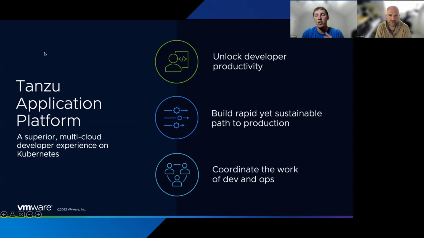So the very first thing we talked about, a huge focus, is unlock developer productivity. How do we ensure that developers are able to build their application and iterate on it quickly, easily, and without having to deal with all the toil that Kubernetes introduces? Second one, build a rapid yet sustainable path to production, right? So we think about continuous deployment pipelines. We think about how we get that code into production. We want to simplify all that. And that's what the Tanzu Application Platform is going to focus on.